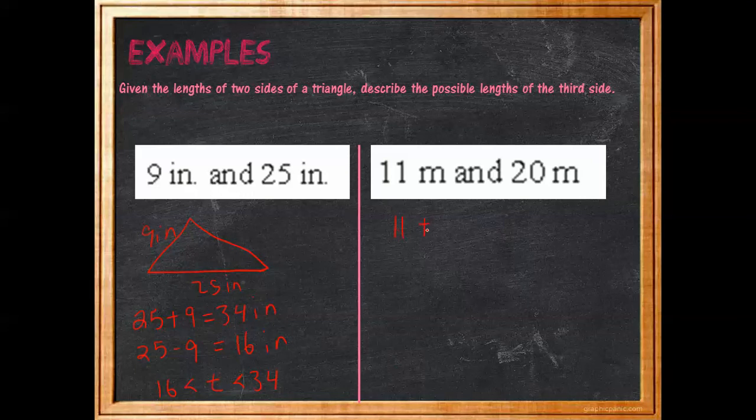So on this one now we're going to take 11 plus 20, and that's going to give us 31. And then we're subtracting the smallest from the biggest. So here we have 20 minus 11, and that's going to give us 9. So the third side has to be greater than 9 meters and less than 31 meters.